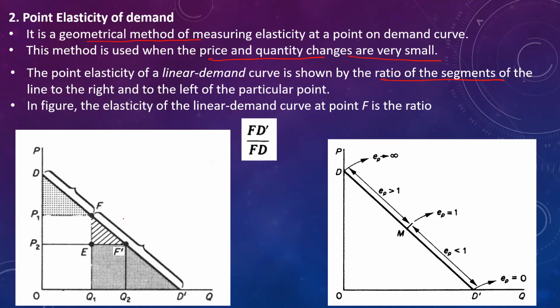This is the demand curve, DD', and at the point F we want to find out the demand elasticity. Then demand elasticity will be the lower section divided by the upper section. Just left and right, if you get confused, you have to remember lower section divided by the upper section. So in the figure at the point F, FD' divided by FD will give the elasticity of demand at point F.